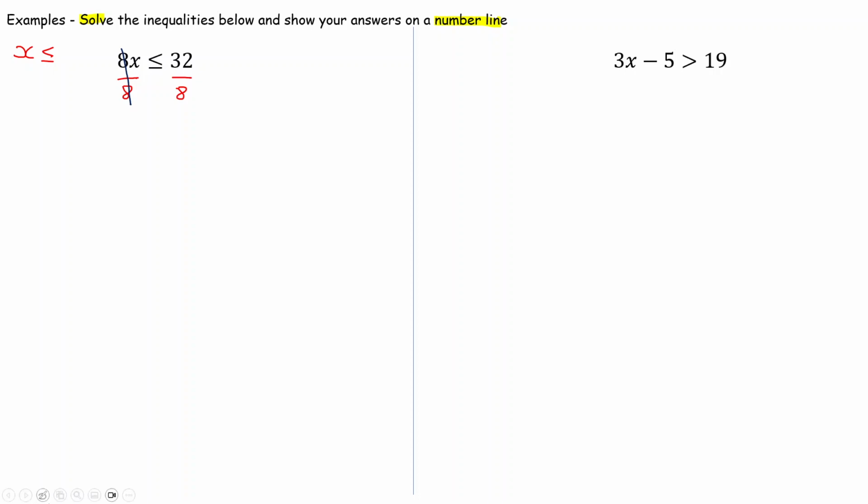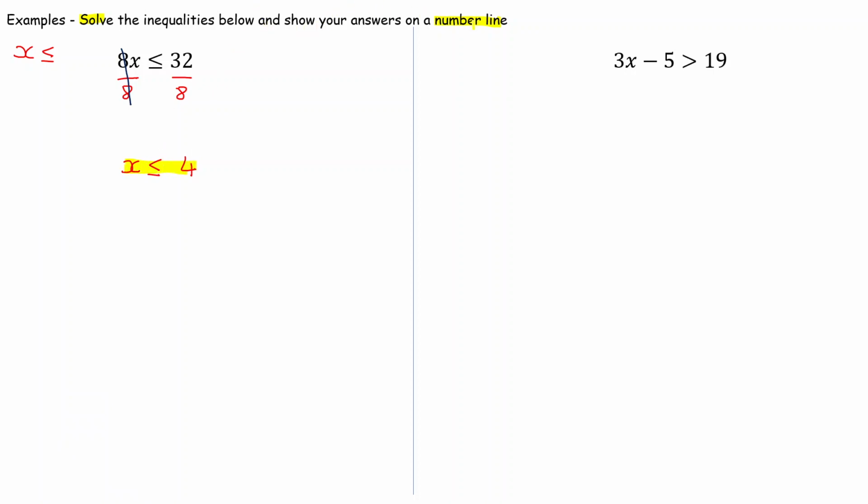They cancel, so that's good. Which means on the left-hand side of the inequality, you're just left with x, which is really good because the aim of the game is to isolate the x on its own. And I haven't got an equal sign, I've got a less than or equal to. And then 32 divided by 8 is equal to 4. So that is it, I've solved my inequality. So this here, that is my answer.